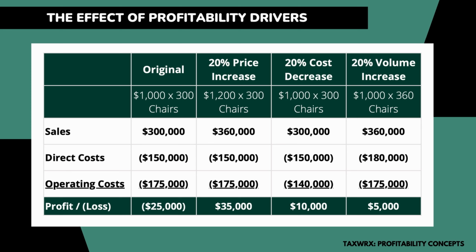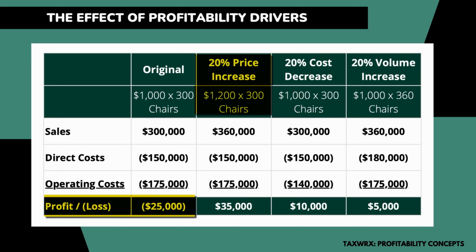Well, up on the screen, I've shown an impact of a 20% change in each of our three profitability drivers. Our first column is our original example with our $25,000 loss. The second column shows a 20% increase in price with no change in the number of chairs sold. We're now selling each chair for $1,200 rather than our original price of $1,000. The next column shows a 20% decrease in our operating costs without any change in the number of chairs we sell. The final column shows a 20% increase in sales volume. We're now selling 360 chairs rather than 300.